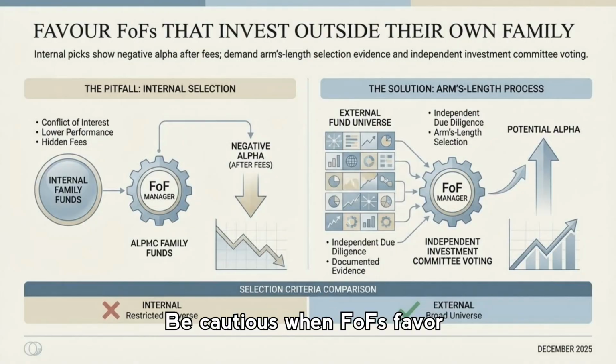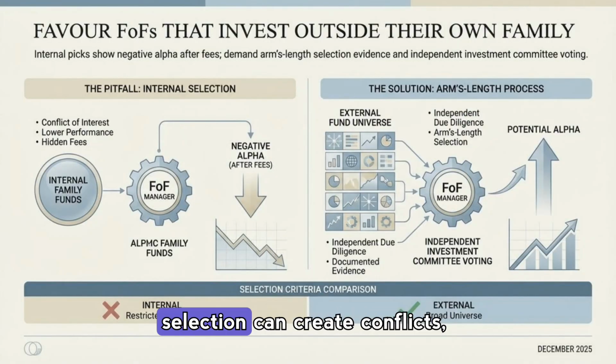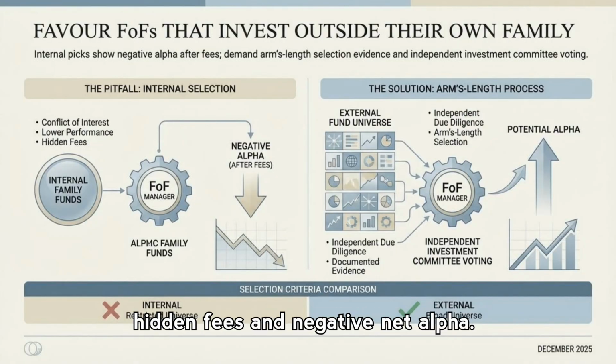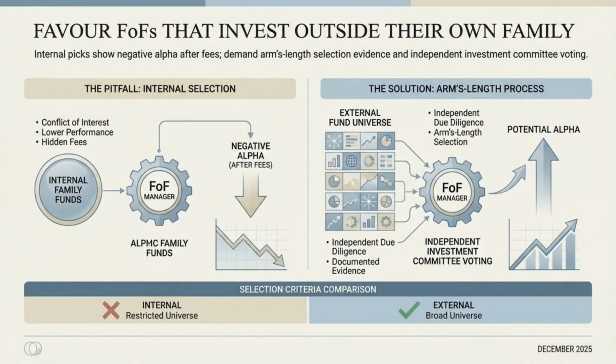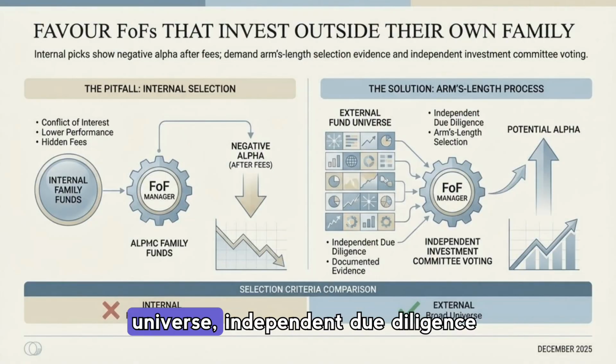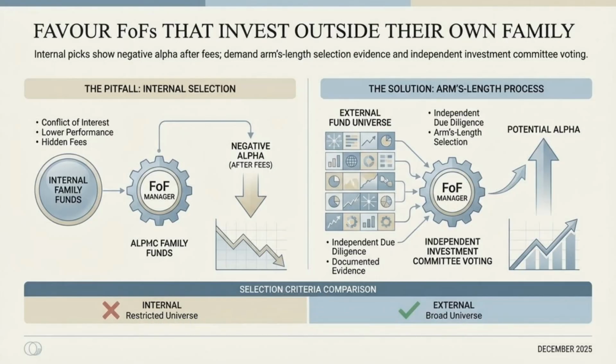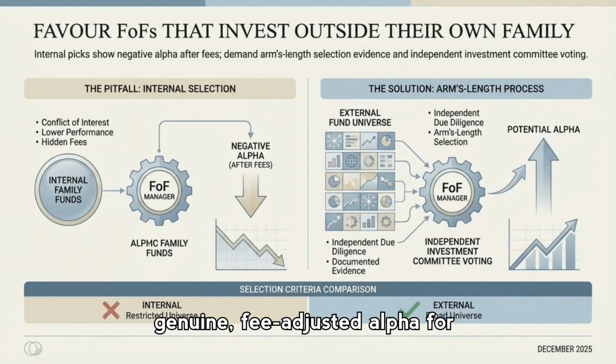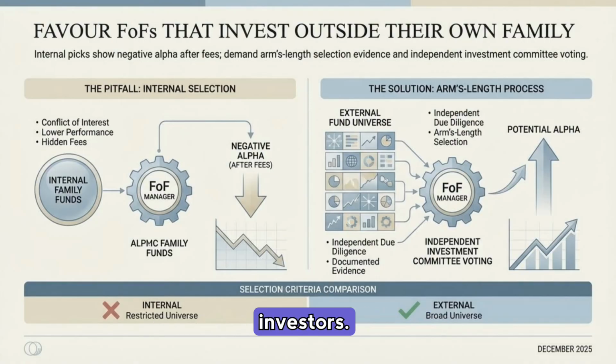Be cautious when FOFs favor internal family funds. Internal selection can create conflicts, hidden fees, and negative net alpha. Prefer an arm's-length selection process with an external fund universe, independent due diligence and documented evidence, and independent investment committee voting to increase the chance of genuine, fee-adjusted alpha for investors.